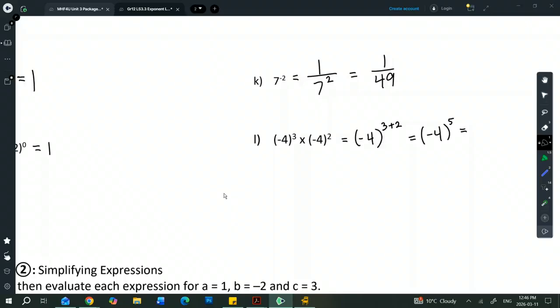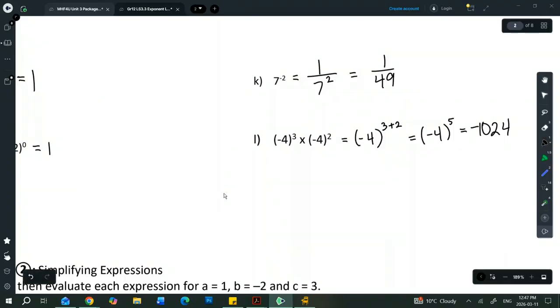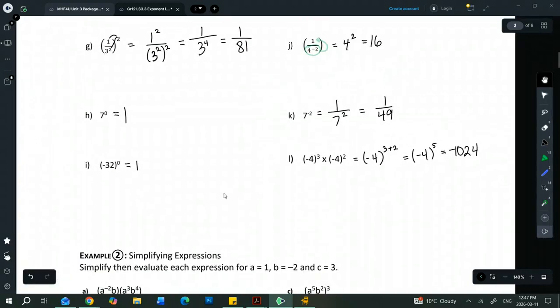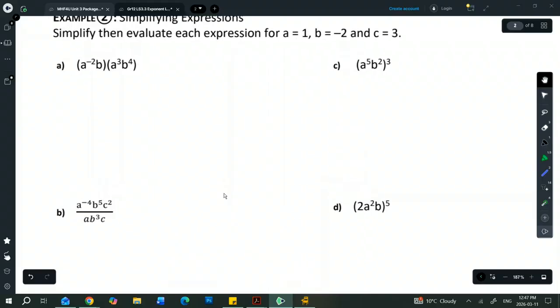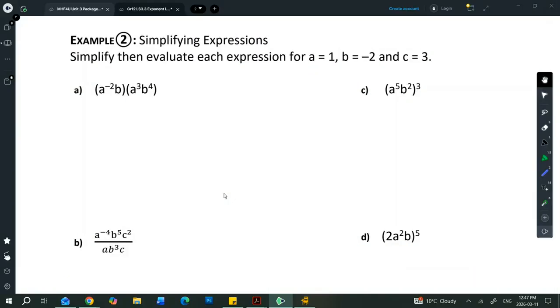But I want you to also write brackets in here just so you get used to it. Did you do negative 4 or negative 5 to the 5? Yep, good. Negative 1024.